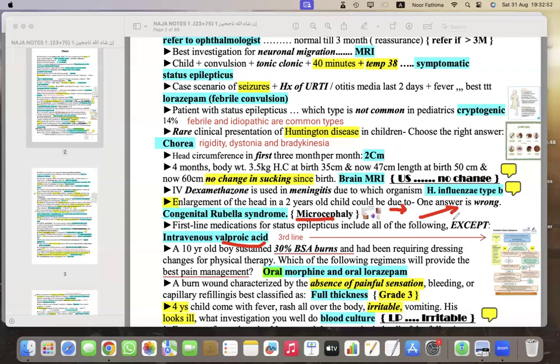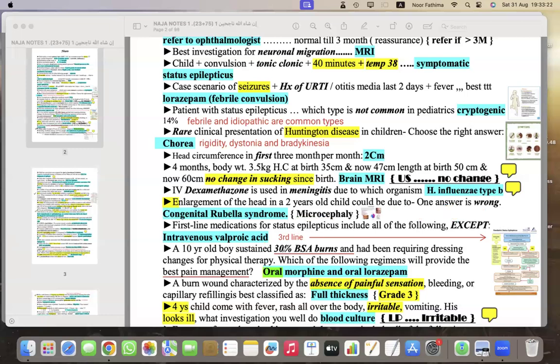This is one group. The second, after that, if status epilepticus is still continuing, we will go to phenobarbital or phenytoin, with loading dose and maintenance dose. Then if the status epilepticus still continues, we will go for intubation, rapid sequence intubation. This is the treatment of status epilepticus. But here he is giving intravenous valproic acid, which will be a wrong answer.